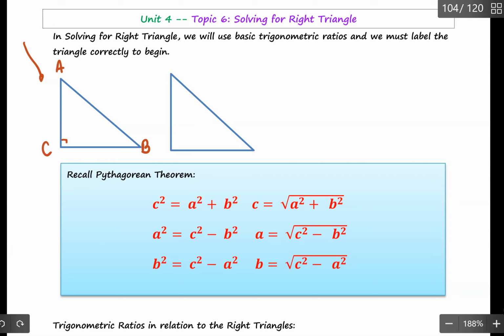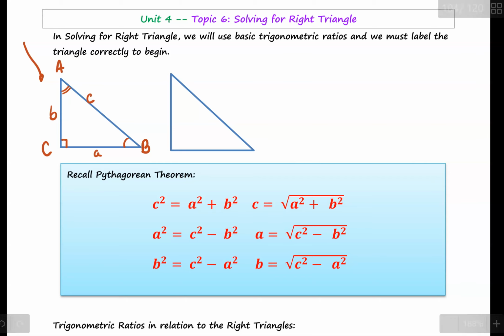As a reminder, C is always the 90-degree angle, and opposite to C is a small letter c, which is the hypotenuse. Opposite to the angle A is a small letter a. Opposite to B is a small letter b.